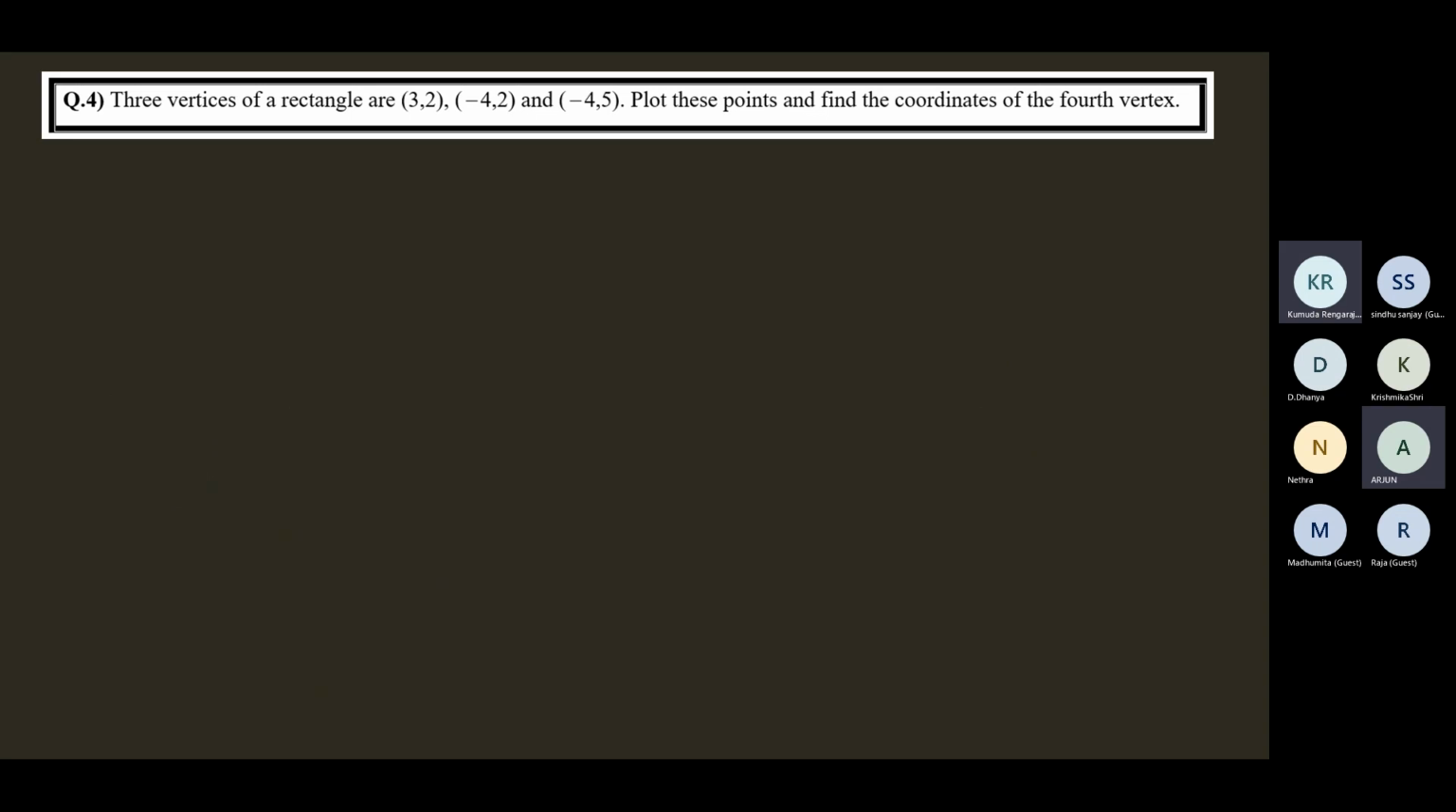3 vertices of a rectangle are given. Plot these points and find the coordinates of the fourth vertex. So plot these 3 points on a graph paper. It is given that the figure should form a rectangle. You should find the coordinates of the fourth vertex.